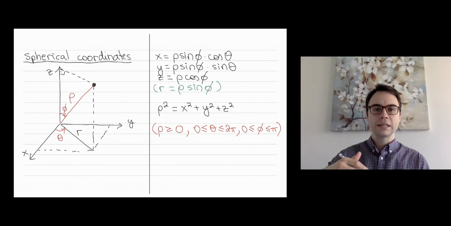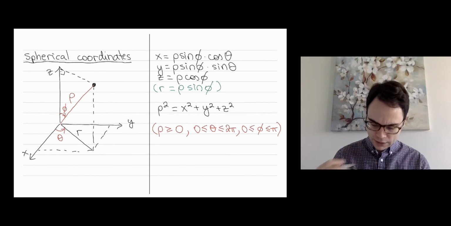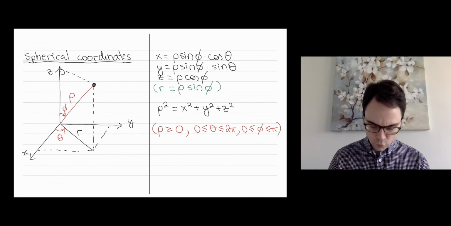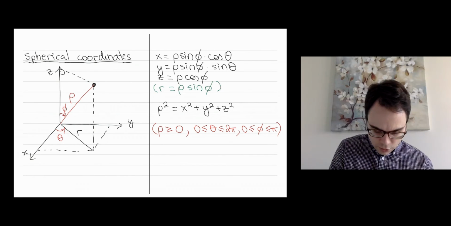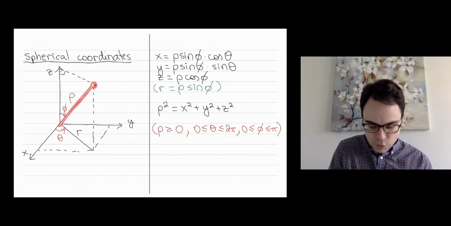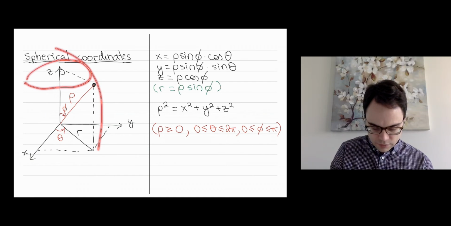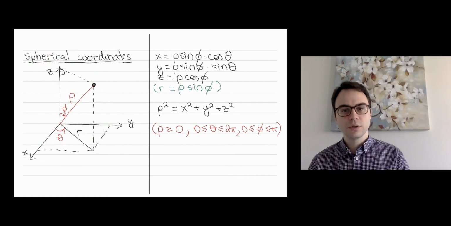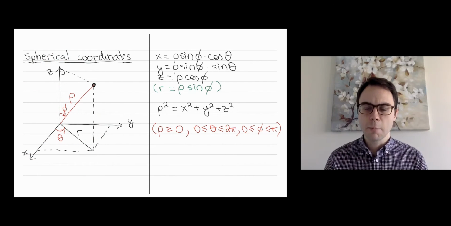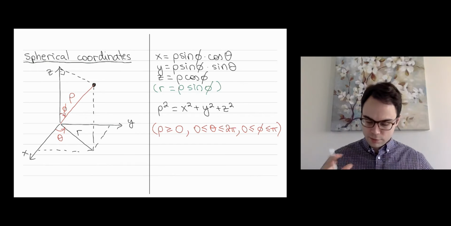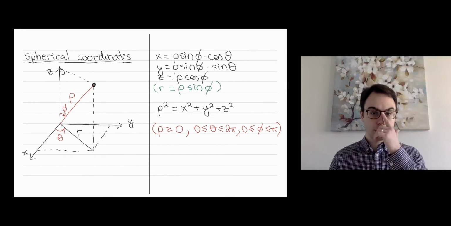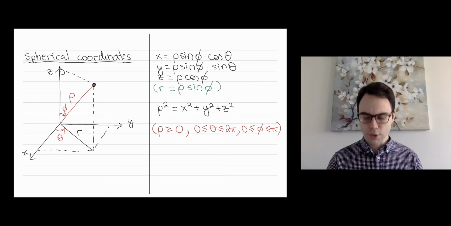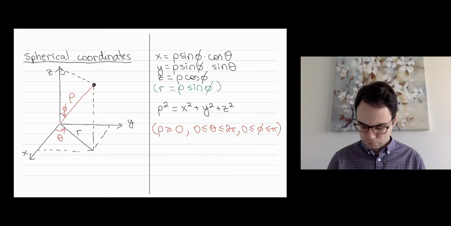Take rho and say rho is equal to some number, right? So let's say rho is equal to 1. What shape do I get? I'm looking at all points with distance 1 from the origin, but phi and theta can be anything. So I'm going to get a sphere, right? So a sphere in spherical coordinates just has a very simple equation: rho equal to a constant radius.